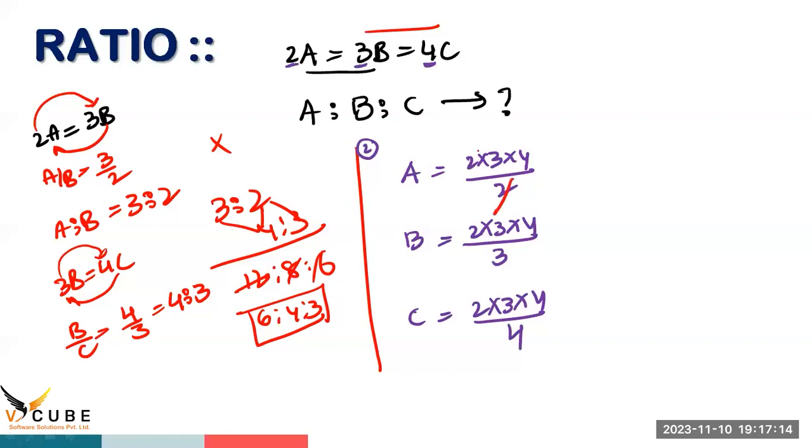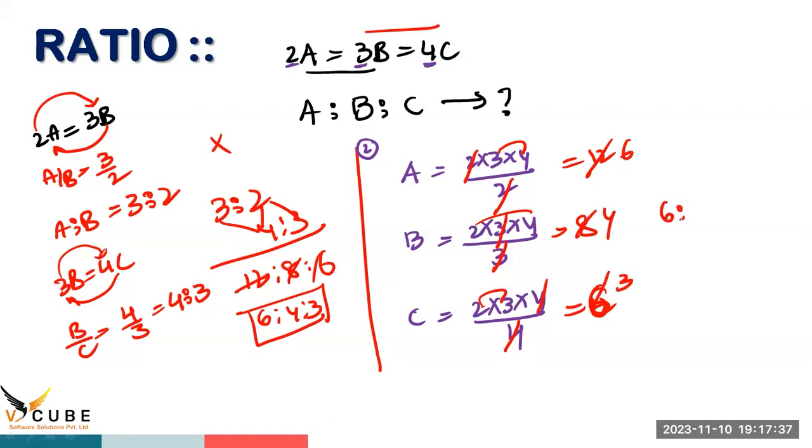So let me calculate here. 2 cancels with 2, 3 cancels with 3, 4 cancels with 4. So 4 3s are 12. 2 3s are 6. Okay, so 2 3s are 6, 2 4s are 8, 4 3s are 12. Let me calculate again. 2 6s are, 2 4s are, and 2 3s are. The final answer here is 6 is to 4 is to 3.